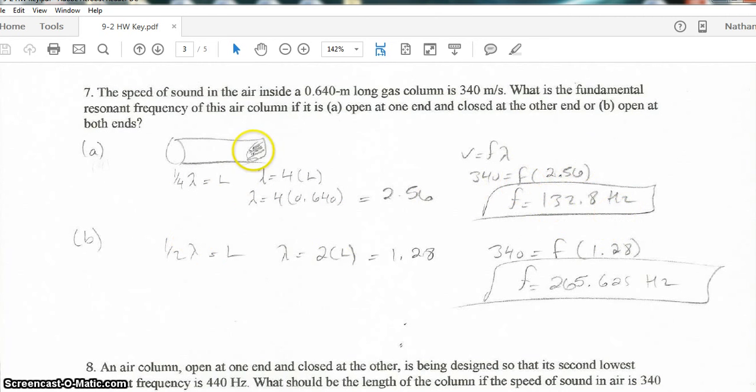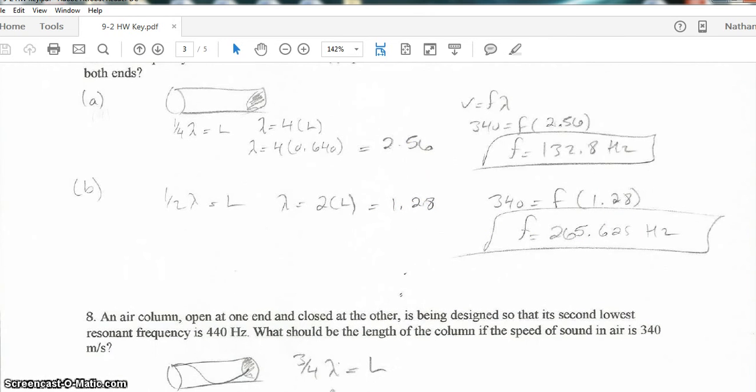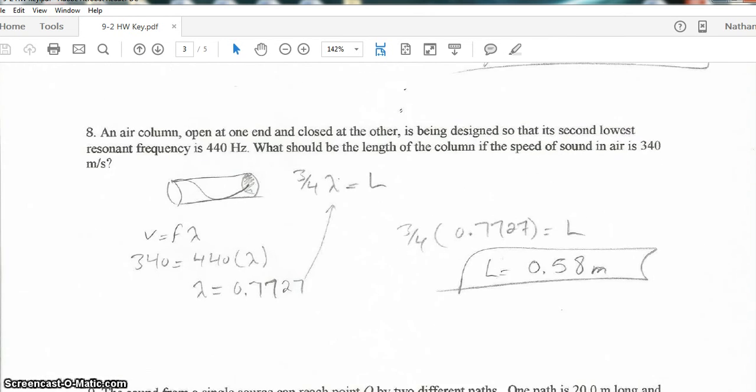If it's open at both ends, then the longest wavelength would be 1/2 the wavelength equals the length of the pipe. So I cut the wavelength in half, which, as we saw before, doubles the frequency, right? So again, question 7, my guess is you guys wouldn't have any trouble with that, right?